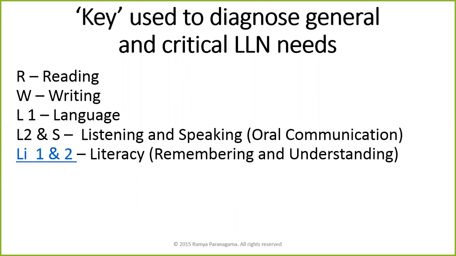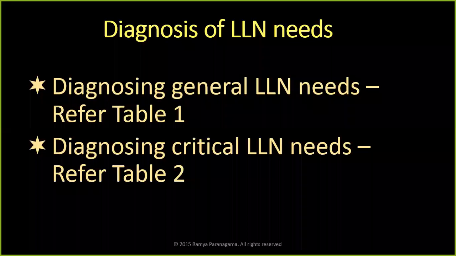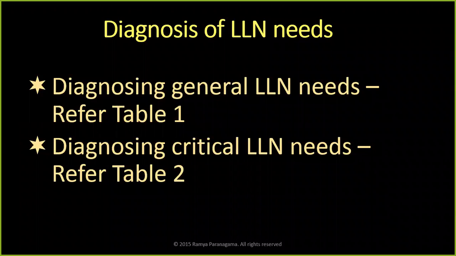I have 2 areas. If you remember, I was referring to Bloom's taxonomy. So the bottom 2 layers I call LI 1 and 2, that's remembering and understanding. The other key is LI 3 to 6, which is literacy that has applying, analyzing, evaluating, and creating tasks. So finally, the numeracy.